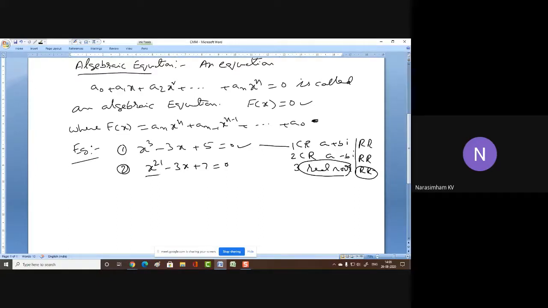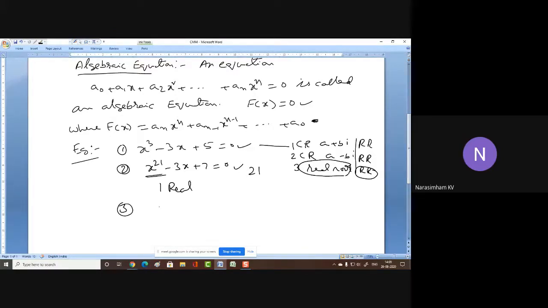So the second equation has a total of 21 roots. Among the 21 roots, this equation has at least 1 real root. Maybe more than 1 real root, but at least 1 real root. Now coming to another equation.